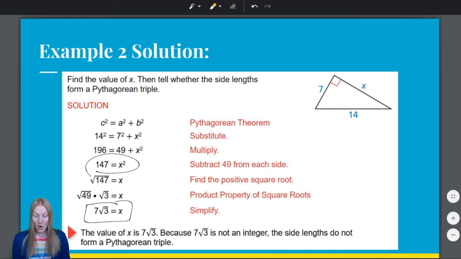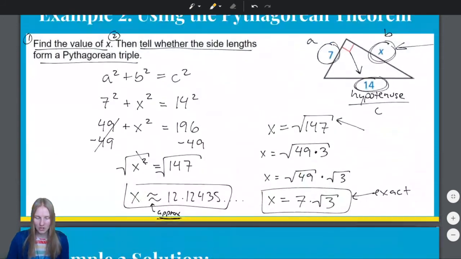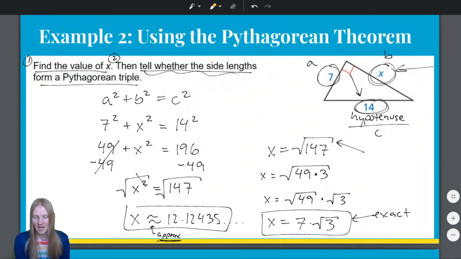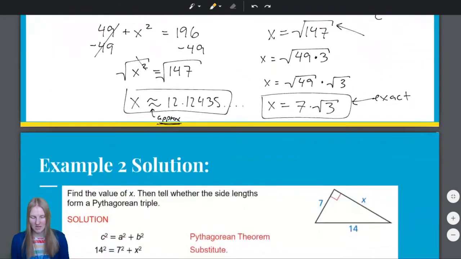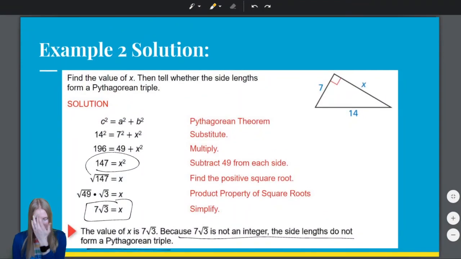So, oh, we almost forgot. Oh, we forgot the second part of the question. Shame on me. Tell whether the side lengths form a Pythagorean triple. 7 times the square root of 3 is not an integer. Remember, integers are whole numbers, positive and negative, but the square root of 3 is not a whole number. It's like 1.69 yada yada or something like that. So, these side lengths do not form a Pythagorean triple.